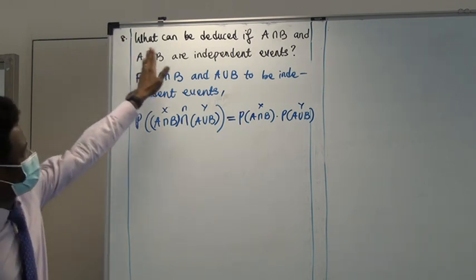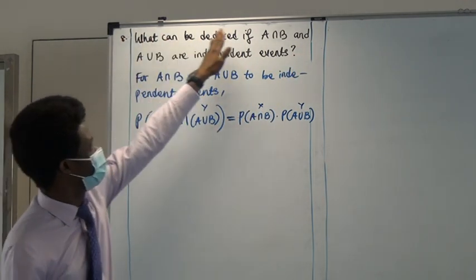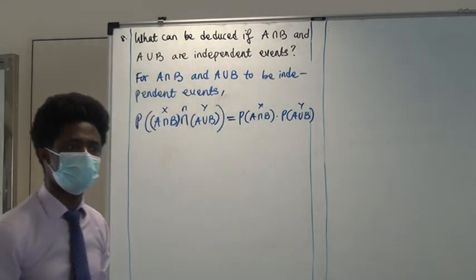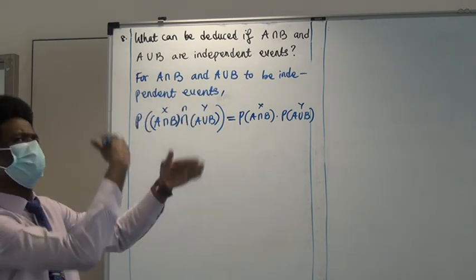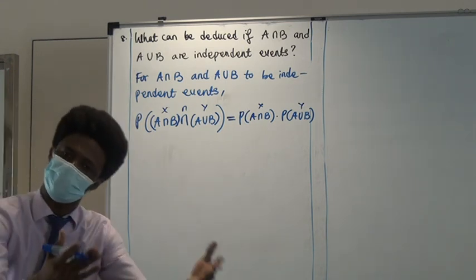It says, what can be deduced? Please focus, stop chit-chatting. What can be deduced if this and this are independent? You start from what you know, then you continue to analyze it. If this happened, then it means this happened, then it means this happened. And the last line is what you can deduce.